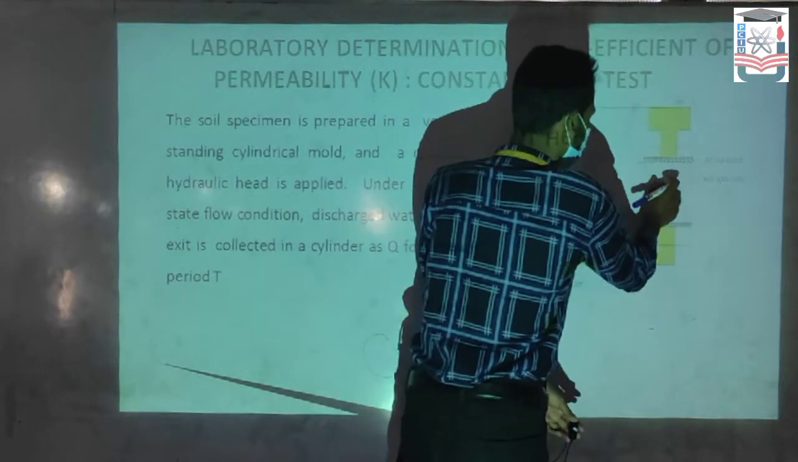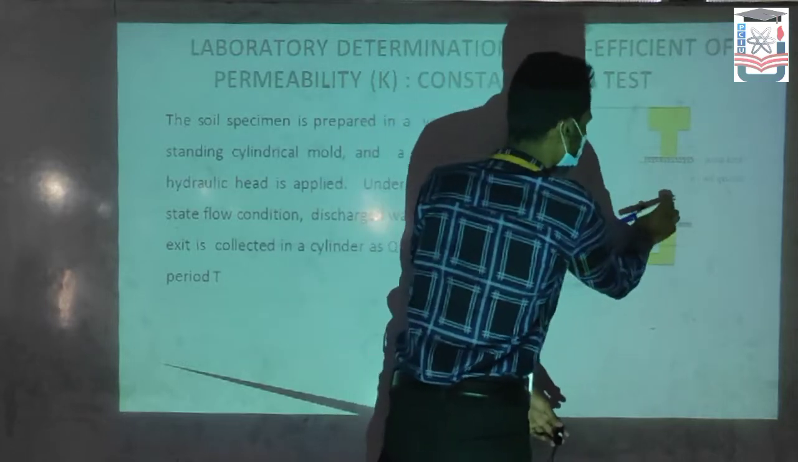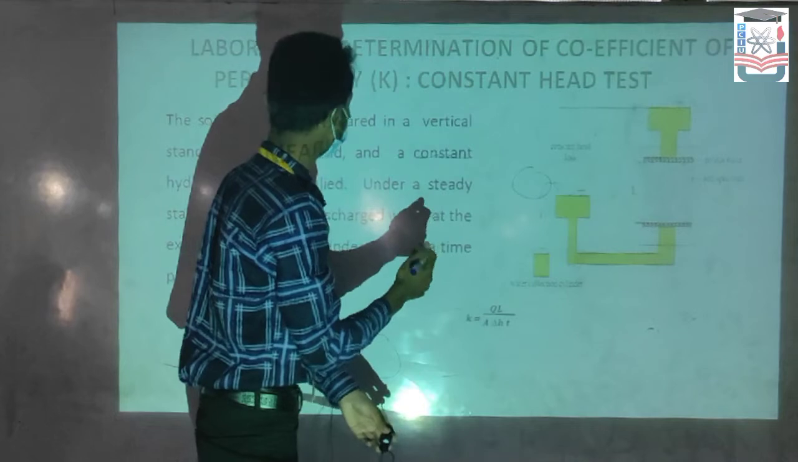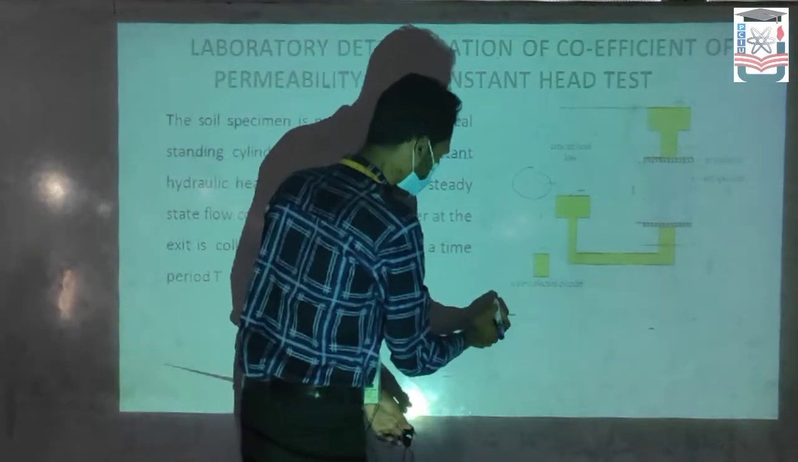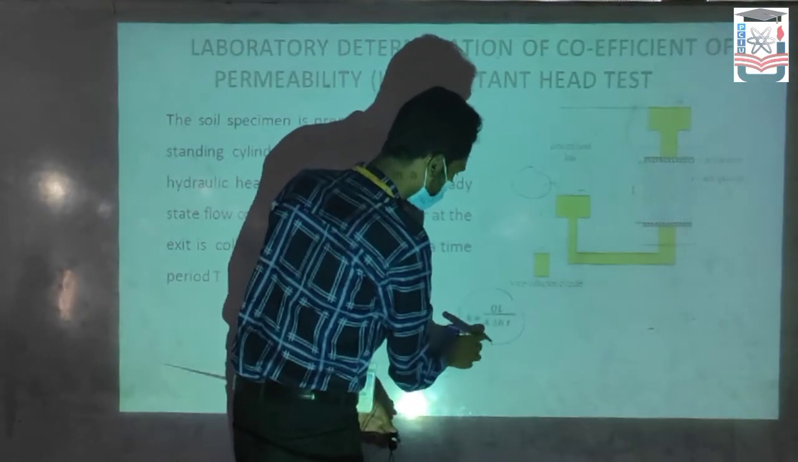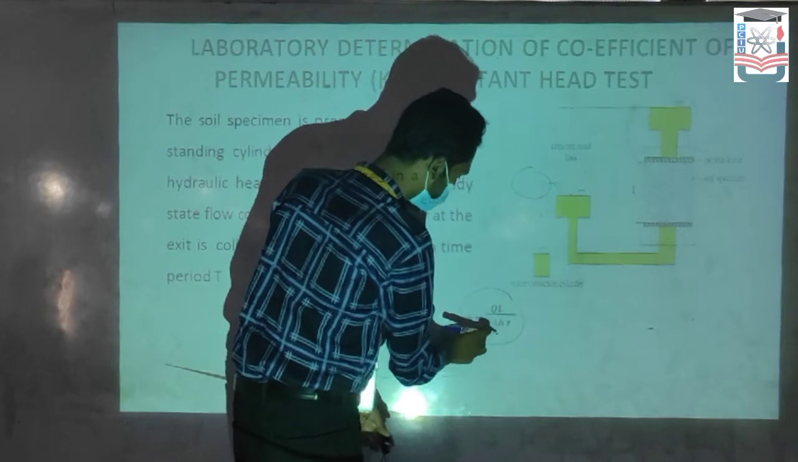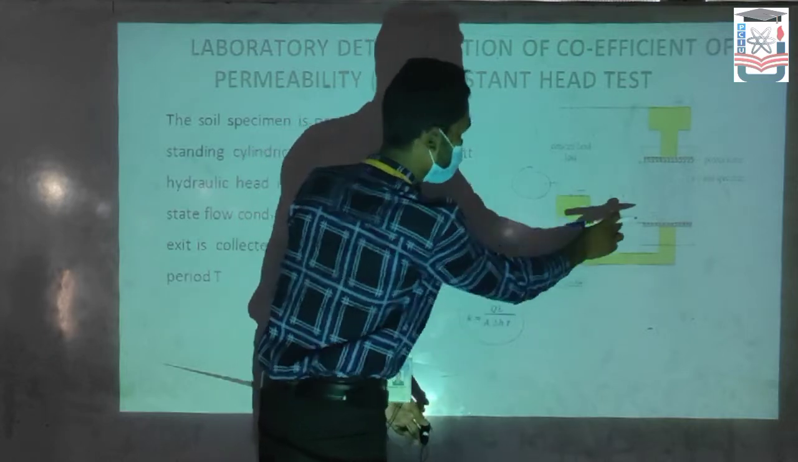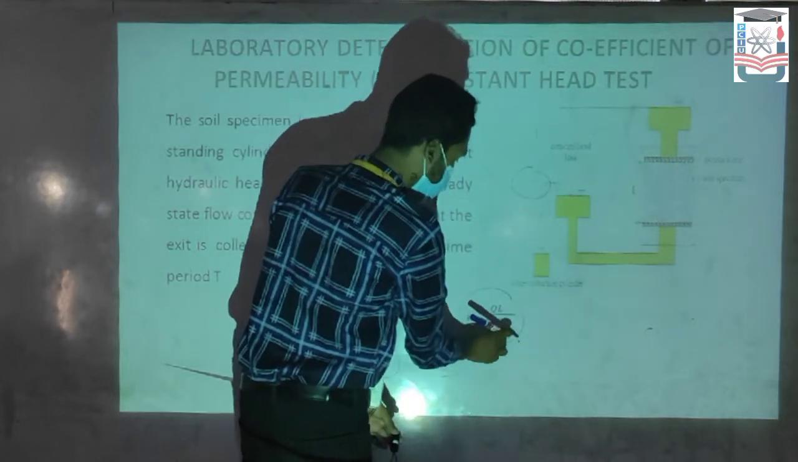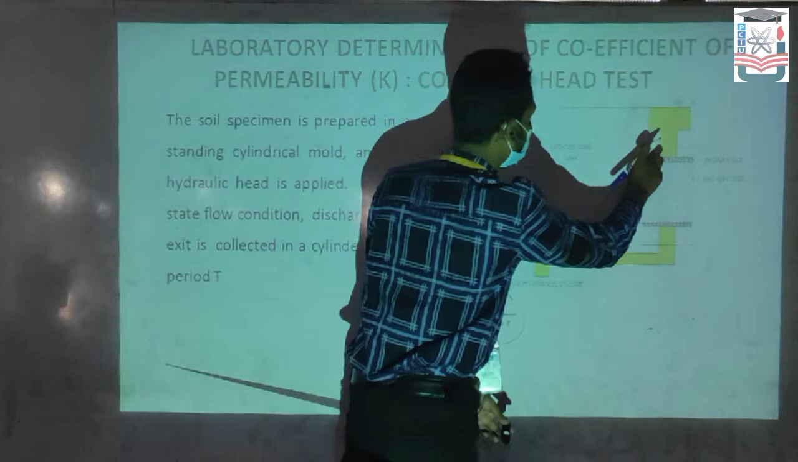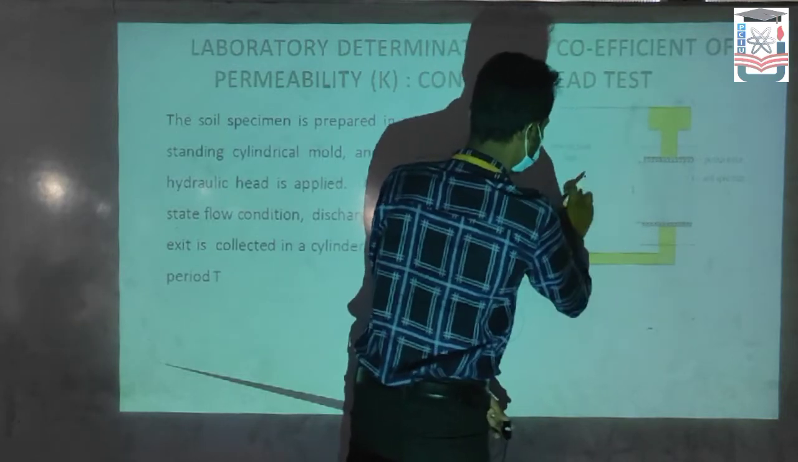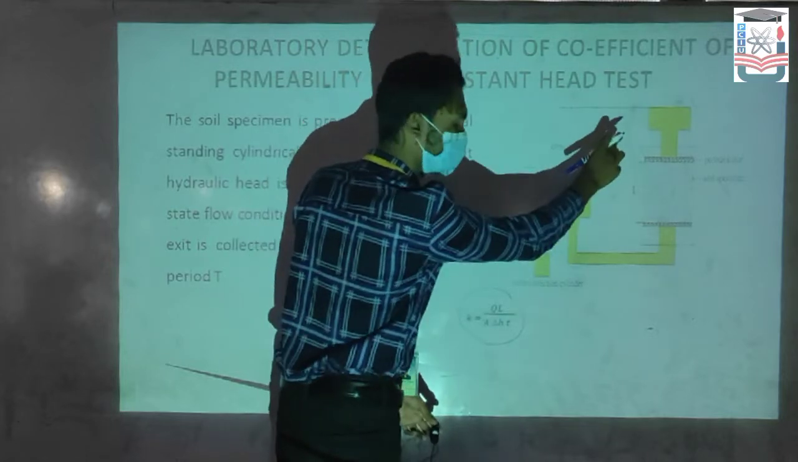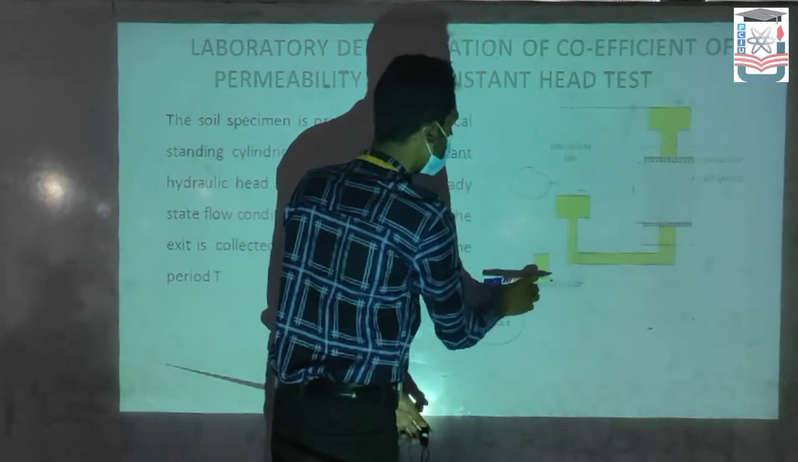Here this is a specimen. L is the specimen length. Now we calculate K, the coefficient of permeability. We need the values Q, L, A, del H and T. Q is the discharge, L is the specimen length, A is the cross sectional area, del H is the head difference, and T is how much time the water flows through the specimen.